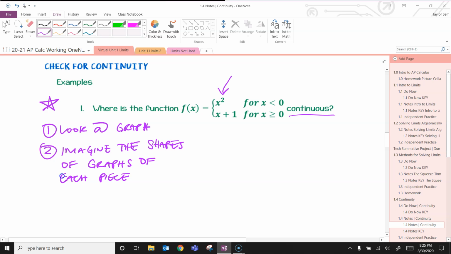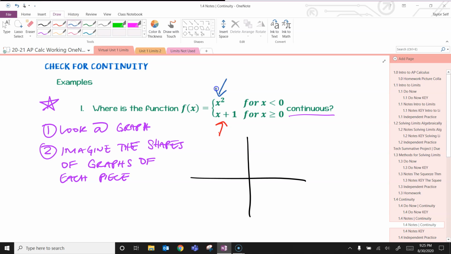We have this piece, x squared. Actually, let me do this in 2 different colors. So, we have x squared that I'm going to do in blue. And then in red, I'm going to do x plus 1. I'm going to sketch this really quick. We should know the shapes of both of these. So, x squared is a parabola that has its vertex at 0. And then x plus 1 is a line that has its y-intercept at 1. Okay, so these are the shapes of the graphs.